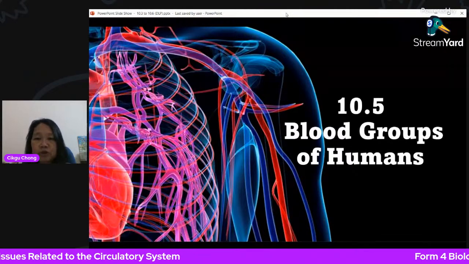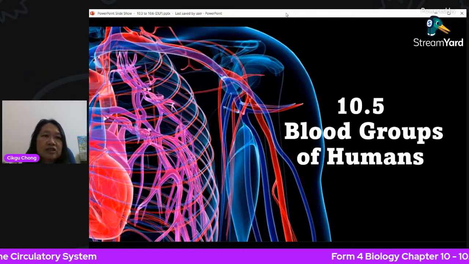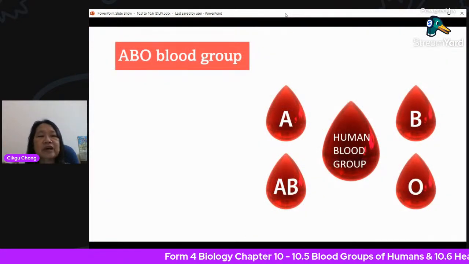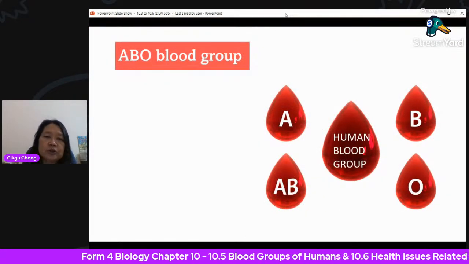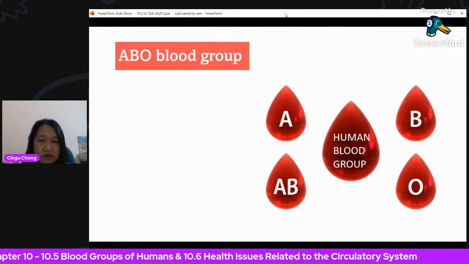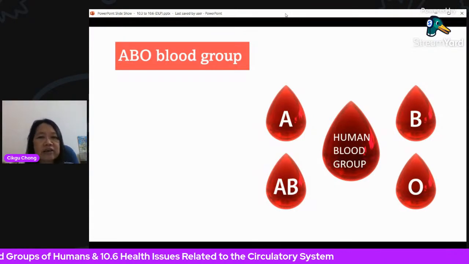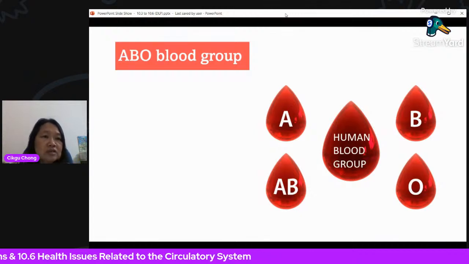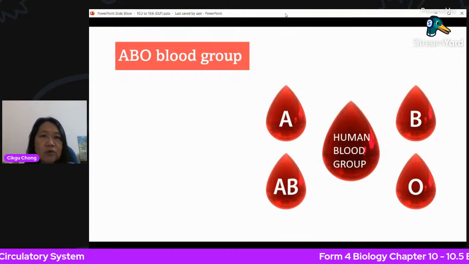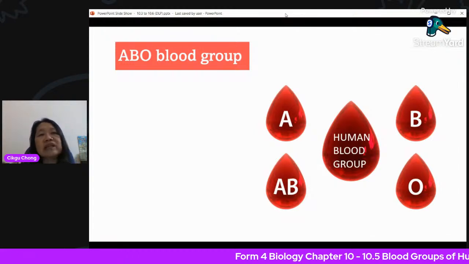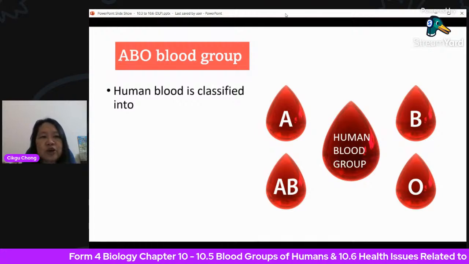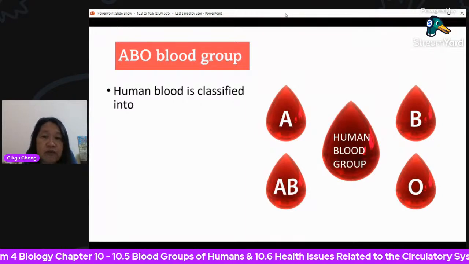Right, this is blood groups of humans. As you know, there are actually 4 types of blood grouping. You learned in Form 3 before: A and B, AB and O. So why are there 4 groups? Why not more? And why do we call them A and B, AB and O? There must be a reason to it. Why do we label it as A and B, not other names? So the human blood group is classified into the 4 types.